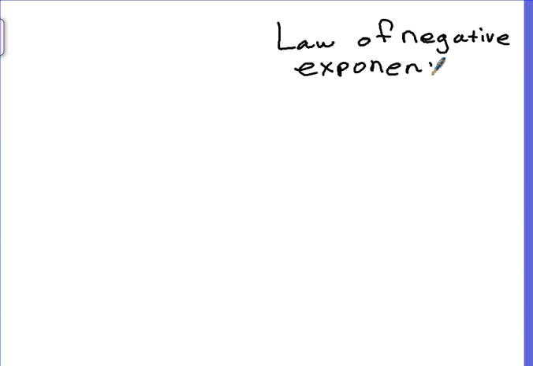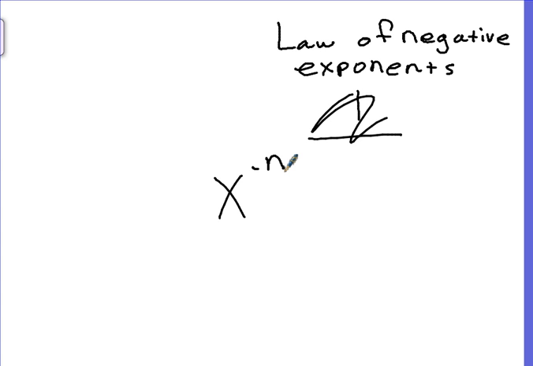So the rule for negative exponents, or the law of negative exponents, I should say, goes like this. X to the negative n power, where n stands for any exponent, equals 1 over x to the positive n power. That's the law. All right? I'll show you some examples of this law right now.